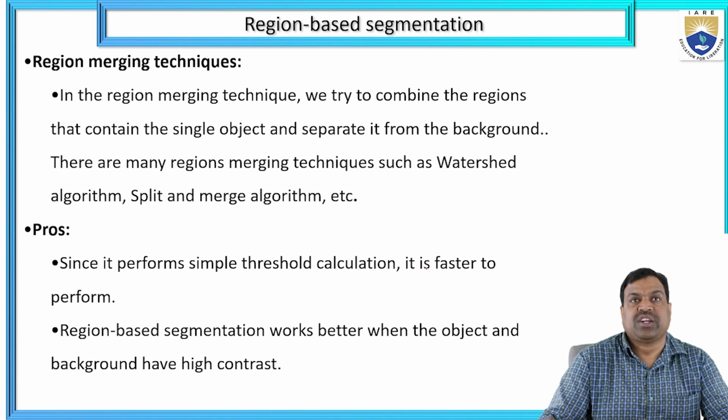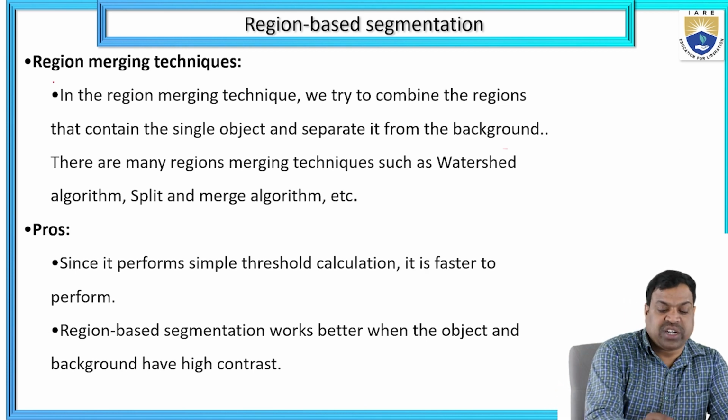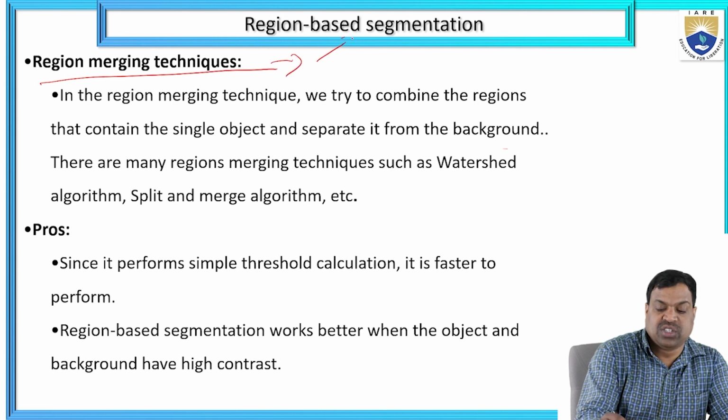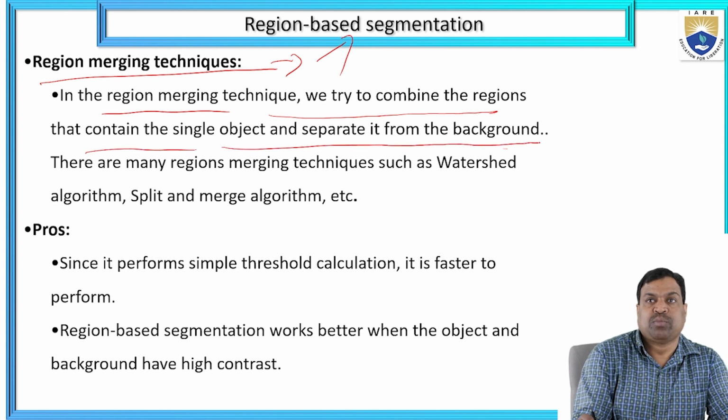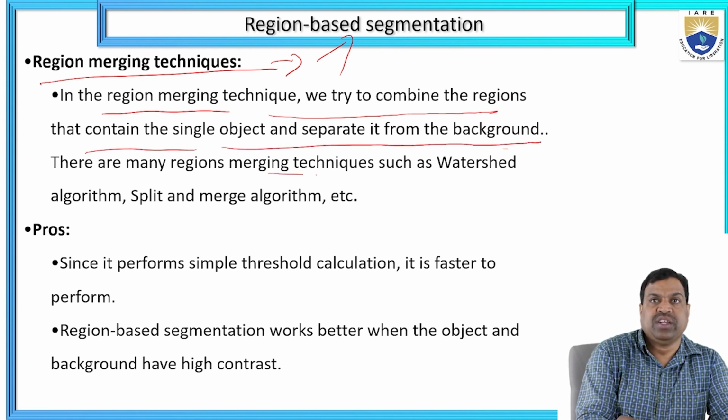So, region merging techniques. In region merging techniques, we try to combine the regions that contain a single object and separate it from the background. There are many region merging techniques, such as the watershed algorithm and the split and merge algorithm. Region merging plays a very important role in region-based segmentation.